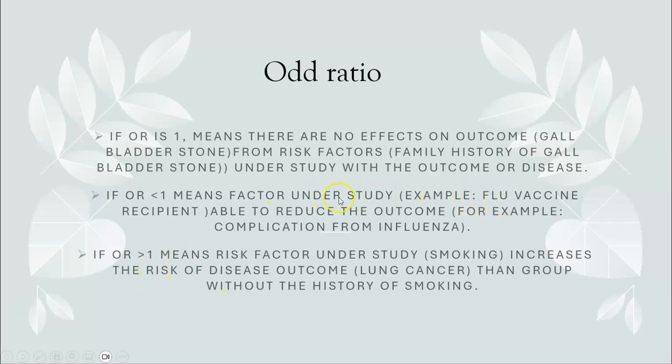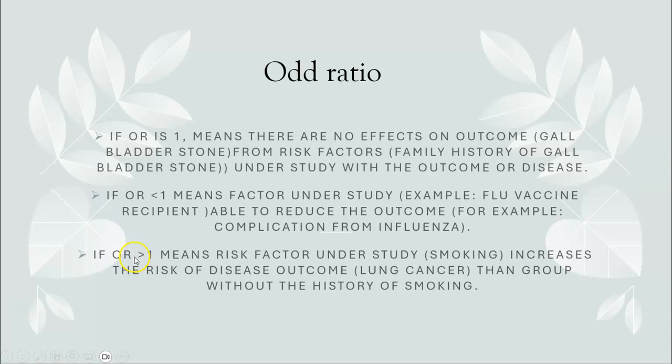For example, if we are studying the factor of influenza vaccine recipient, and we try to see the outcome, which is complication from influenza. If the odds ratio is less than 1, that means the risk of complication from influenza among the flu vaccine recipients is less than among people who did not receive the flu vaccine.